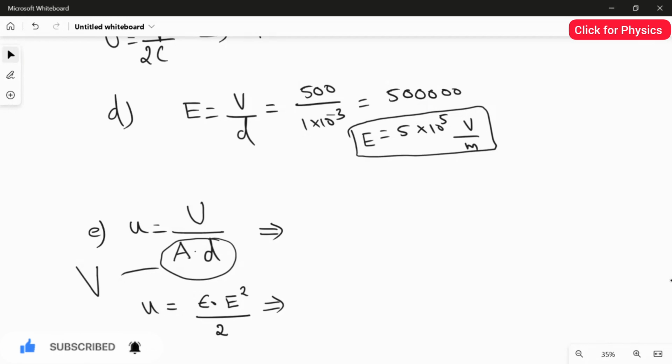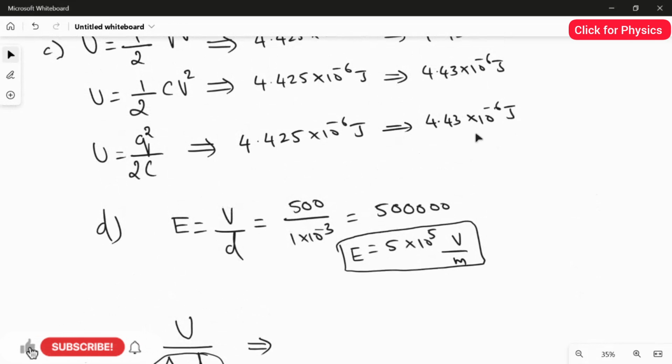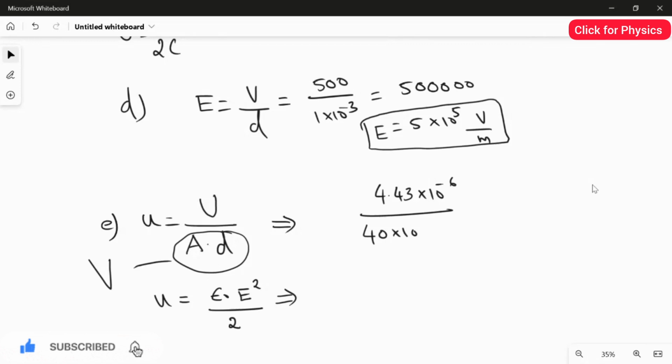So for the energy stored, I have to take the answer from our third part. What is the answer? 4.43 multiply 10 power minus 6, divided by, what is the area? Because the area information and the distance between the two plates is already given. So area is 40 centimeter square, so 40 multiply 10 power minus 4, and the distance between the two plates is 1 millimeter, which is 1 multiply 10 to the power of minus 3.